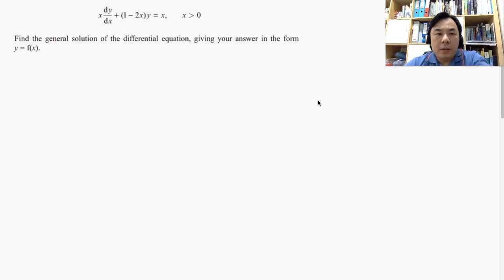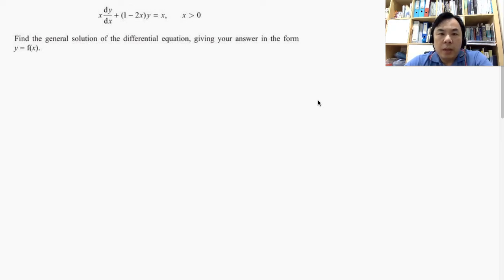Right, welcome back, guys. Today we're going to discuss first order linear ordinary differential equations that are non-separable. Right? Let's check out the questions now. So in this case, we are given this first order ordinary differential equation: x dy/dx plus (1 minus 2x) multiplied by y equals x, where the restriction on x is that x is greater than 0. Now, our task here is to find the general solution of this differential equation.